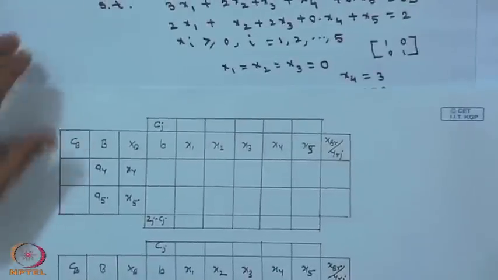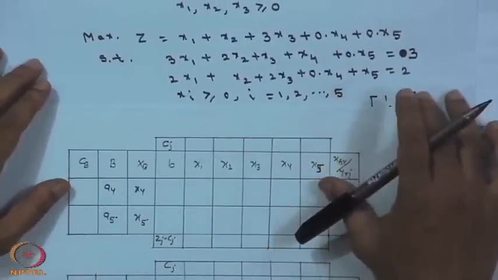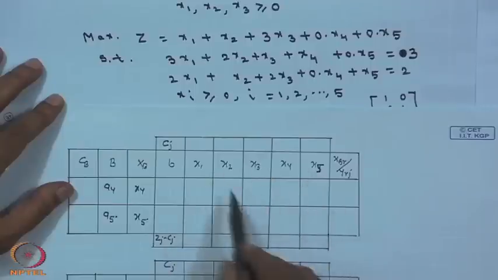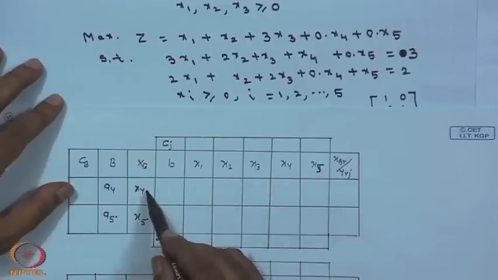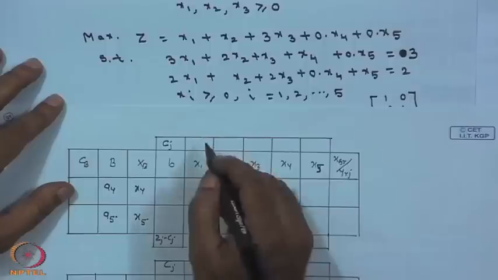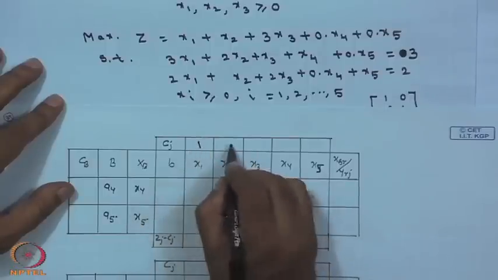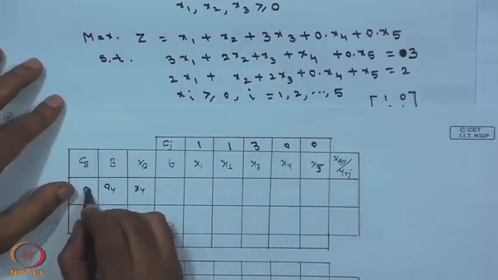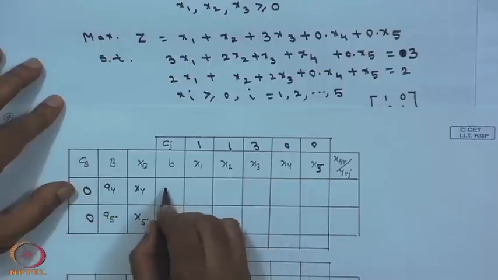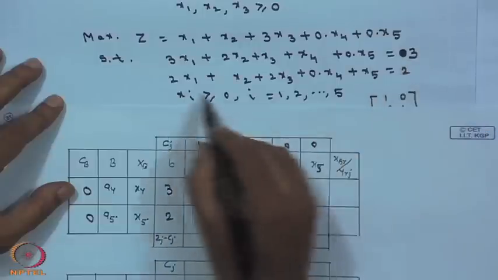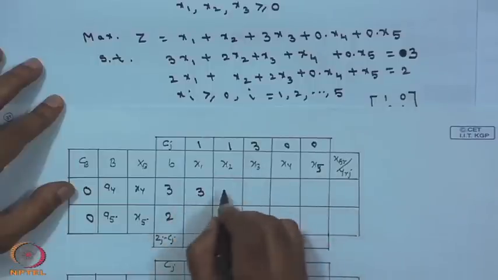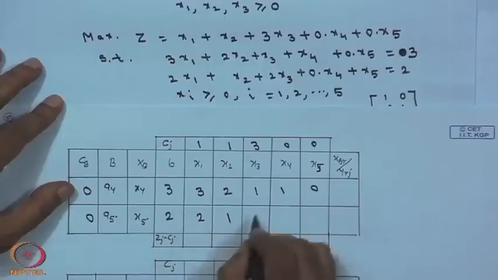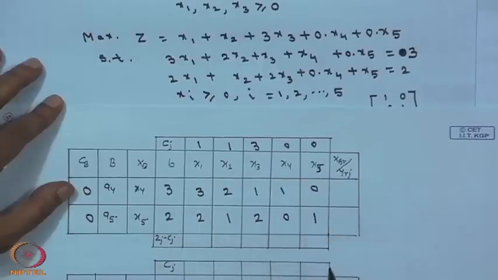Now, let us come to this one. Whenever you are having this problem, just see this. We have written CB, B, XB. I am having 5 variables x1, x2, x3, x4, x5. Now, my basic variables are x4 and x5. So, let us write down the coefficients Cj: 1, 1, 3, 0 and 0. With respect to x4, the Cb value, that is the coefficient in the objective function, is 0. Your b values are 3 and 2. Now, the first row will come with the coefficients 3, 2, 1, 1, 0, and the next one will be 2, 1, 2, 0 and 1. So, this is the initial table.